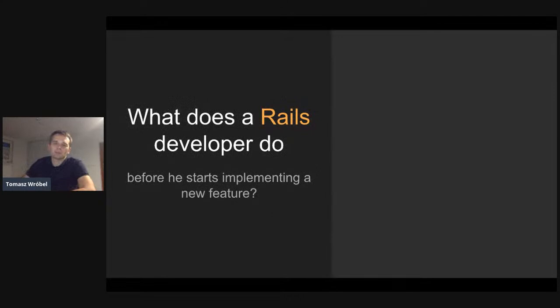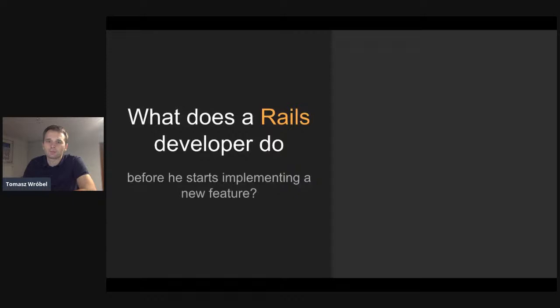OK, so let's say you have to implement multi-tenancy. So what does a Rails developer do before he starts implementing a new feature? That's a question. If you have an idea, just let me know in the comments. I wonder what is the lag currently. Okay, what does a Rails developer do before he starts implementing a new feature?